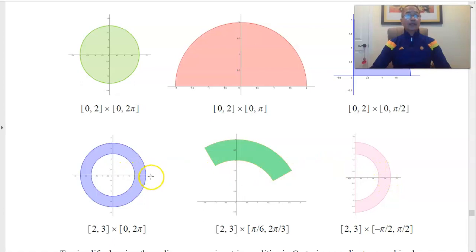Okay, so when that happens, of course, if you only want the upper portion, theta will go from 0 to pi, kind of like how you have the upper half of a disk. Okay, so we're going to continue now with subdividing a polar rectangle.